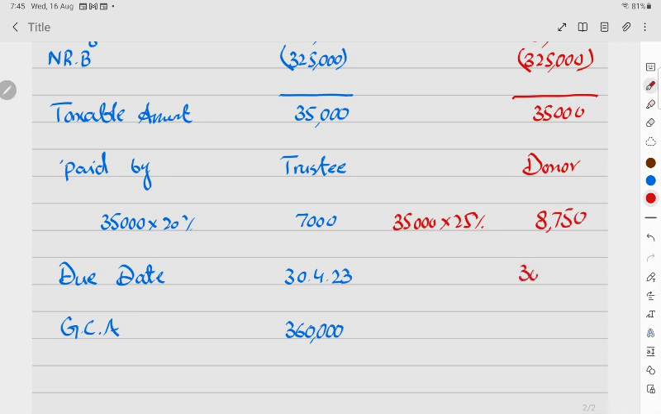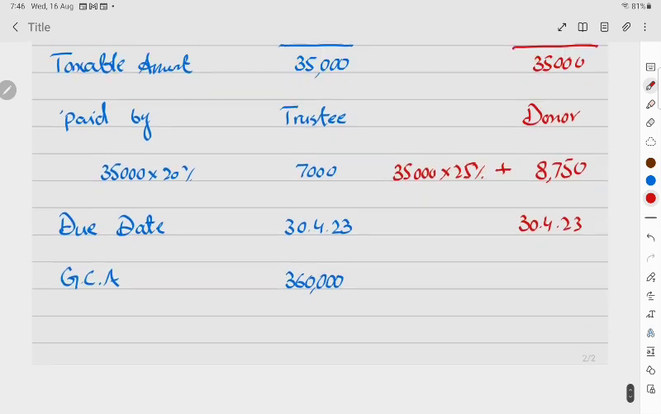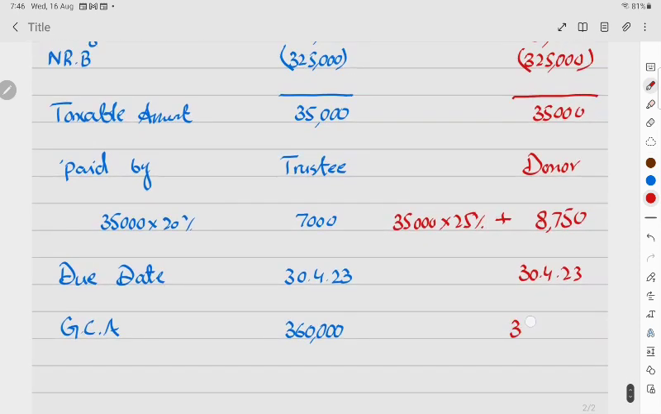Due date is same, 30th April 23, but gross chargeable amount in case the donor agrees to pay tax would be chargeable amount plus tax. Both should be added to get the gross chargeable amount. So, in case of donor agreeing to pay, the gross chargeable amount would be 3,68,750.